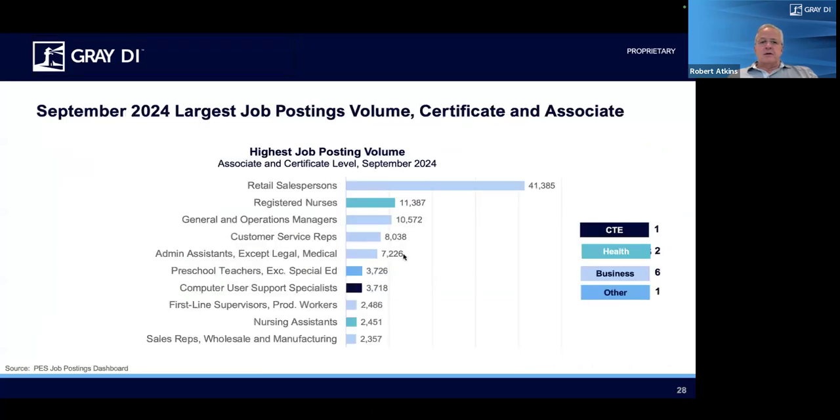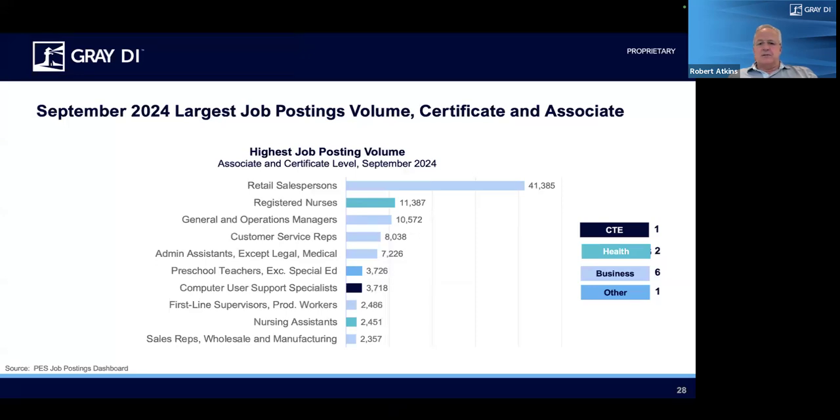So September, largest job postings volume. So what's big in September at the certificate and associate level? Well, we've got retail sales. By the way, that is the largest employment category in the United States. So it's not surprising it has very high job volume. Then we have registered nursing. One of the things I noticed on here is that's the only healthcare job here. I was very surprised by that.